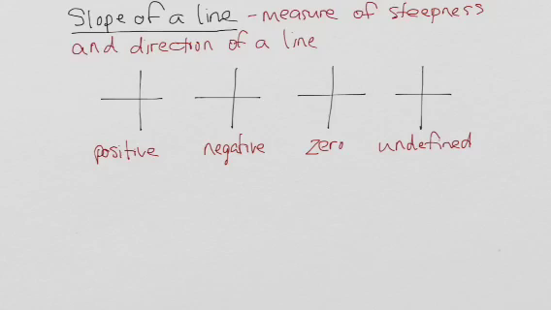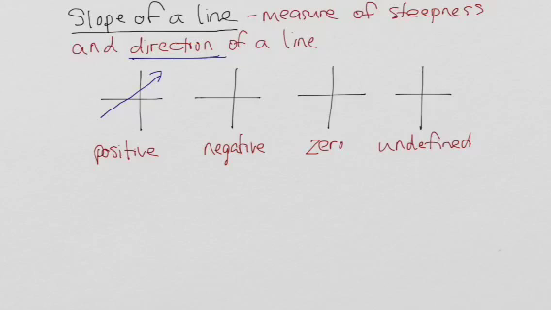So the first thing we're going to look at is what is slope. It is the measure of steepness and direction of a line. So first off, we're just going to talk about direction right now. Alright, so the direction of a line, there's four choices. You could have a positive line. A positive line is any line that is going in the up direction from left to right. Now, obviously, again, we're not talking about the steepness right now. We'll get to that in a minute. We're just talking about its direction.